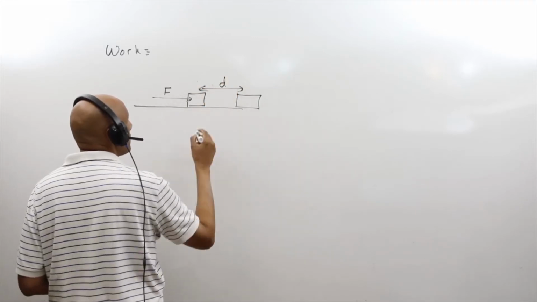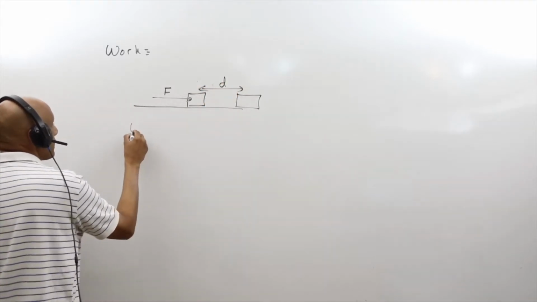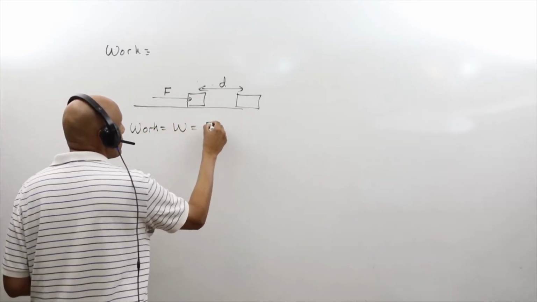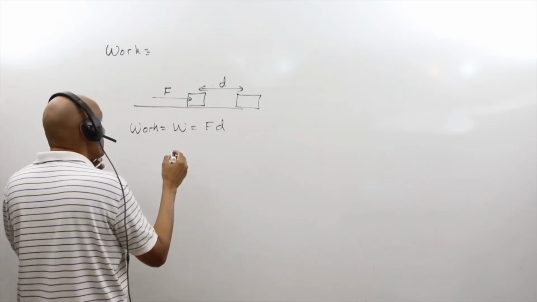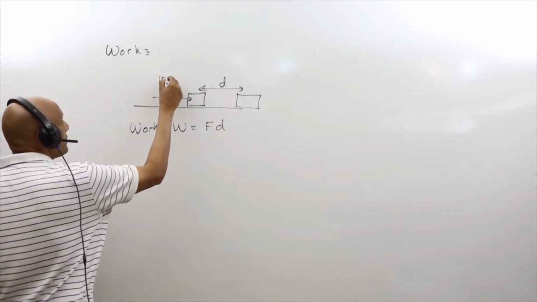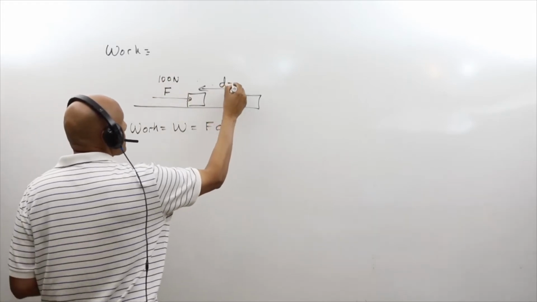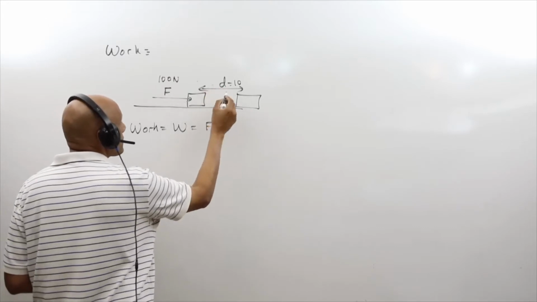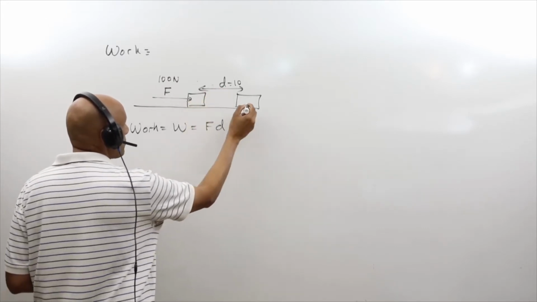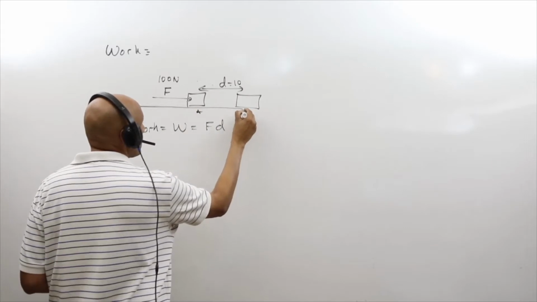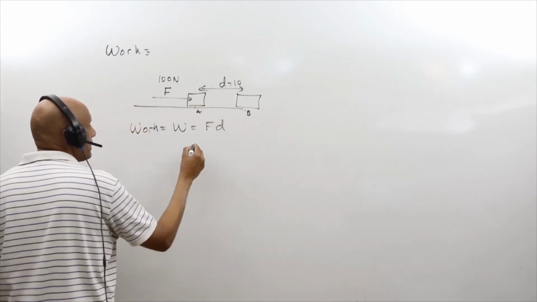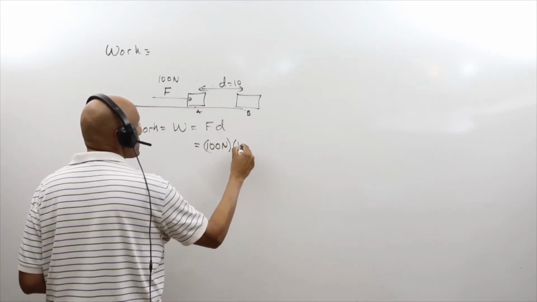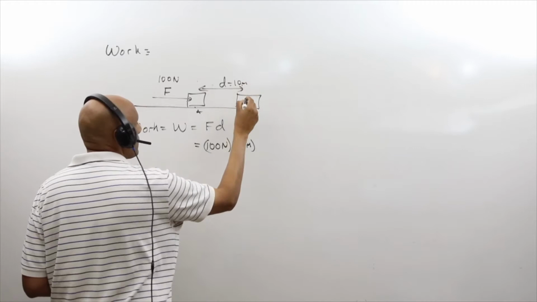Let's call it D. Work is defined, I'll call it W, as force times distance. So for example, if the force happens to be 100 newtons and the distance traveled in the direction of the force, moving this object from point A to point B, is D. So we have 100 newtons times 10 meters in SI units.